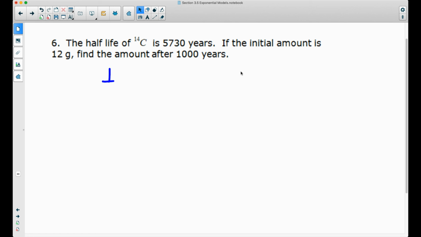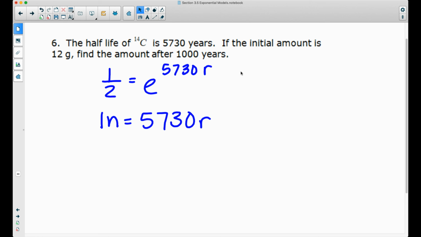All right, so half-life, again, we start off with 1/2 equals e raised to the 5,730 times r. We're going to find our rate. Whoops, I forgot my 1/2 in there. Again, if I want to leave a rounded answer just on my notes, I can. It's still e to the -4, so I'm going to move the decimal 4 places to the left.